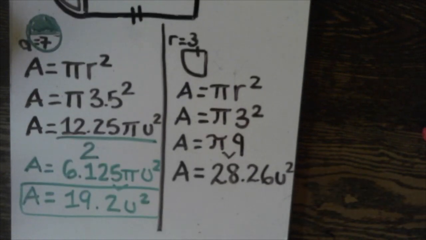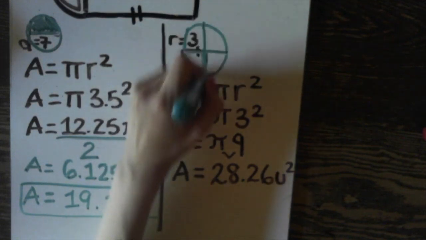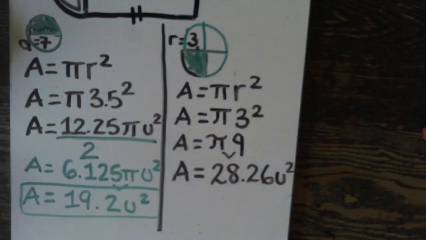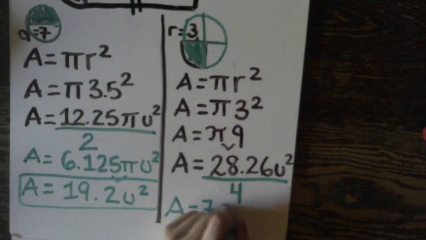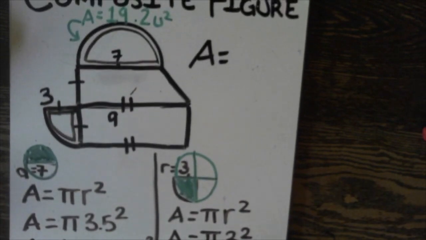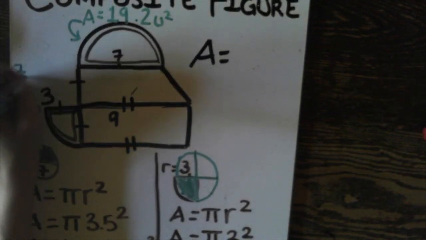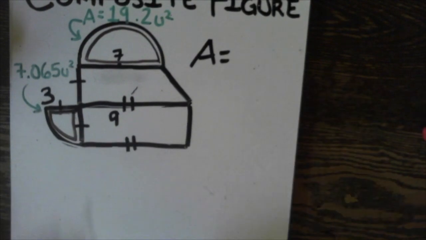However, I do not have the whole circle. In fact, I only have 1/4 of the circle, so I am going to divide by 4. Break this into 4 equal pieces. 28.26 divided by 4 is 7.065 square units. You may be asking, can I just round? Yes, you can. However, it's nice to have some decimals just to get close to an exact answer.